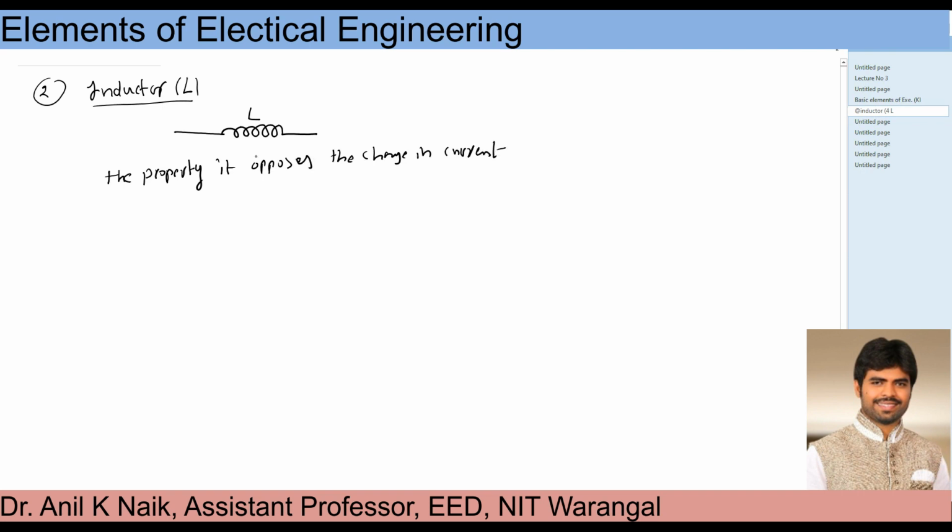So that is the definition for your inductor. It opposes the sudden change in current. If the current changes suddenly, it opposes it. This can be measured in Henry, and the unit is Henry, or you can write it as H. It is like 1 Henry, or 2 Henrys, or 3 Henrys. These are the values for your inductors.